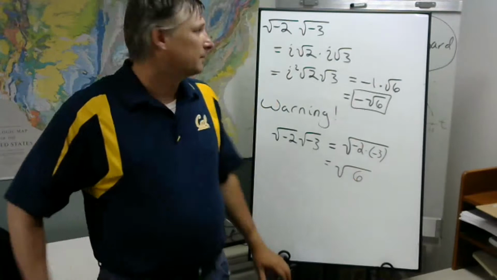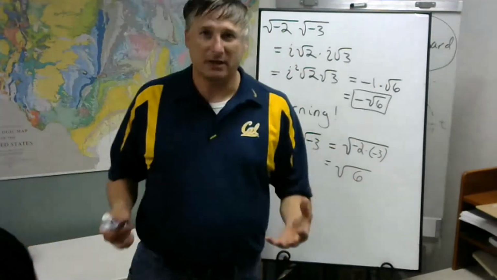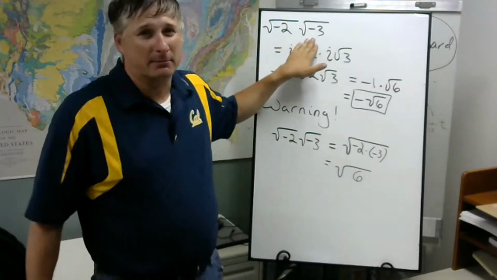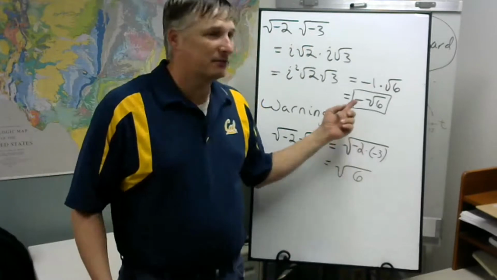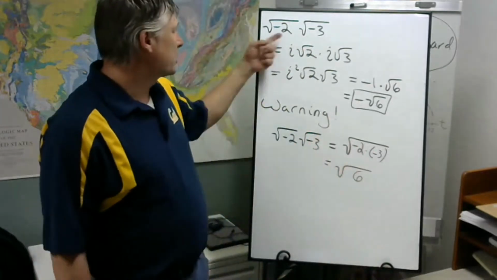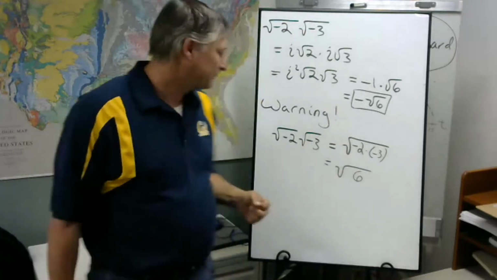The reason this is important is that the square root of a negative number should have an i. This is an i number. This is also an i number. And when we multiply i numbers, the answer comes out negative, like i times i is -1. Square root 2i times square root 3i should be negative square root 6.